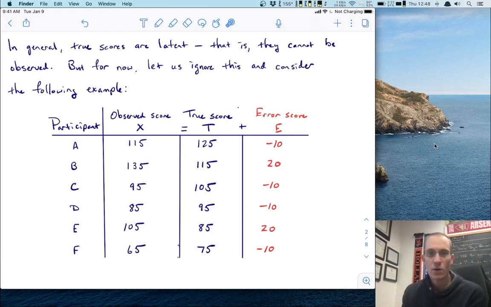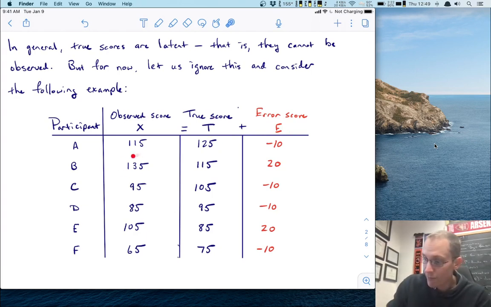Okay. So the true score for participant A turns out to be 125, and that means that their error score is a minus 10. Why? Well, because if you have a true score of 125, to get an observed score of 115, that means that your observed test is underestimating it, right? So that's a negative 10 for the error score. Remember, in classical test theory, the observed score is the true score plus the error score. So these two numbers add together to give you the 115.